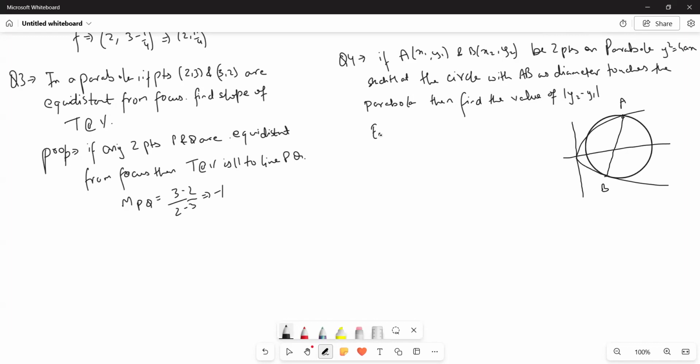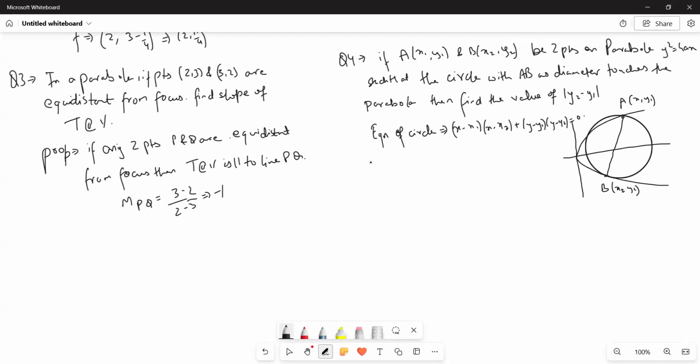So in that case, we start the solution in this way. Can we write down the equation of the circle? Yes. So the equation of the circle would be x minus x1 into x minus x2 plus y minus y1 into y minus y2 is equal to 0.